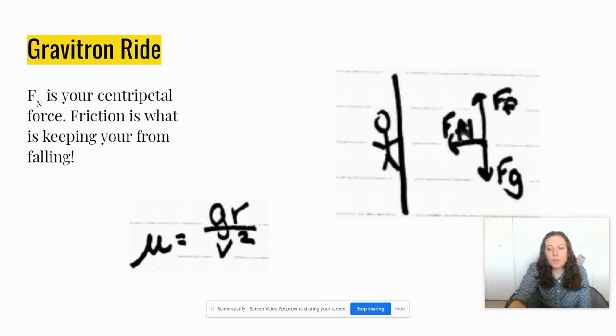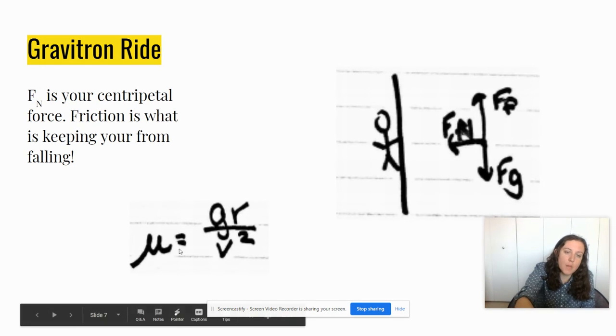So the graviton ride, we did this problem in class. When you're standing against the wall, your normal force is out and your friction's up. So you figure out that the minimum value of mu is just rho over v squared.